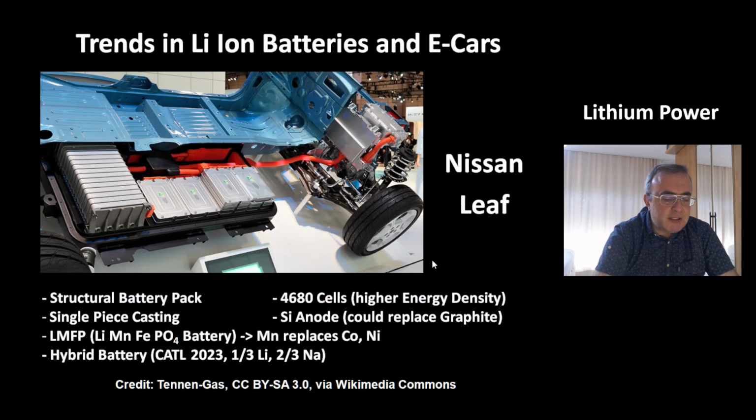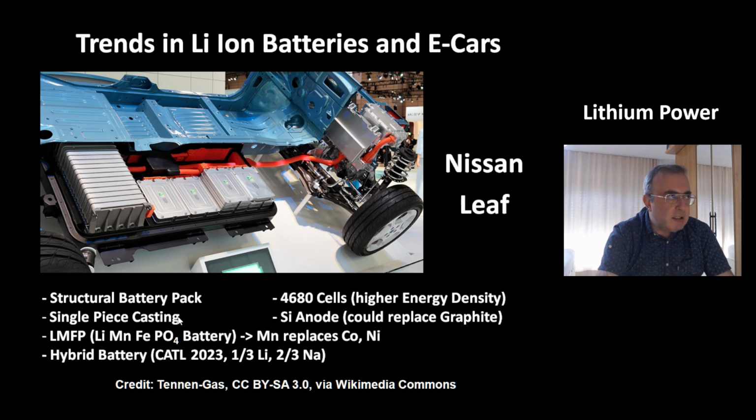This is a picture of the interior of the Nissan Leaf. You can see the battery pack and its modules. This is a nice picture, it shows you human ingenuity, right? And this battery is placed at the right place, that is at the floor of the car.